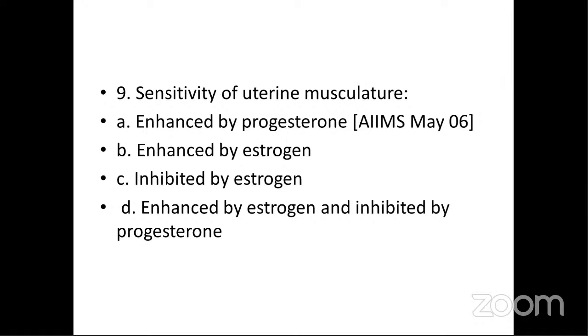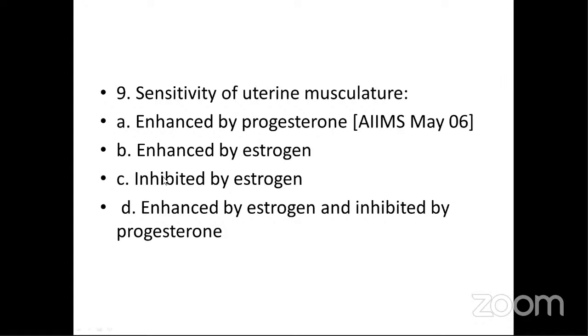Next one. Sensitivity of uterine musculature is enhanced by progesterone, enhanced by estrogen, is inhibited by estrogen, or enhanced by estrogen and inhibited by progesterone. Which is the right statement here? How will the hormones affect? Enhanced by estrogen, ma'am. It is enhanced by estrogen, that is correct.